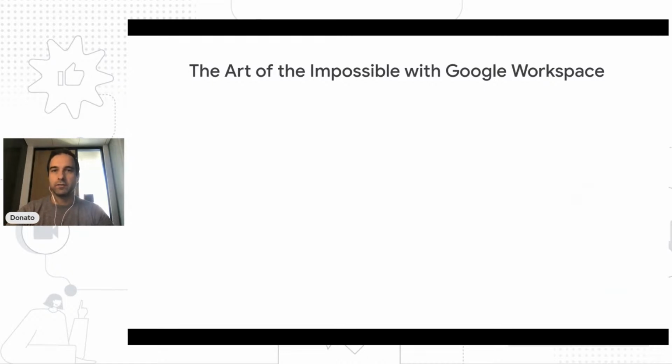So in terms of introduction, today we are going to do something that we like to call the art of the impossible session with Google Workspace. We like to call it that way because we will show how Google and AI can actually automate tasks in a way that might sound hard to believe sometimes.